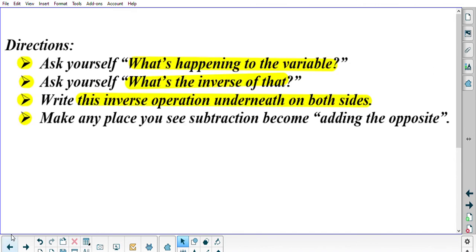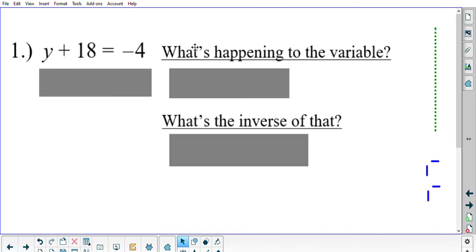So the first part of the directions is we're going to ask and answer what's happening to the variable. Now, when I answer what's happening to the variable, that doesn't mean what is the variable. Like number 1, the variable is y. Of course it is. It doesn't mean what does the y represent. We know that the y represents an unknown number. That's not what we're asking. We're asking what is mathematically happening next to that y in our equation. What's happening to the variable? And as you can see on problem number 1, the y has a plus 18 right next to it.